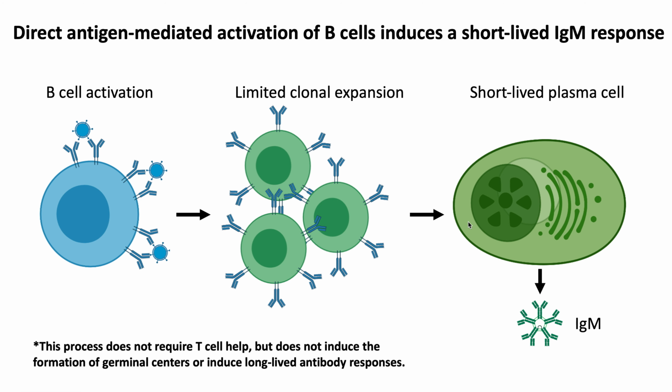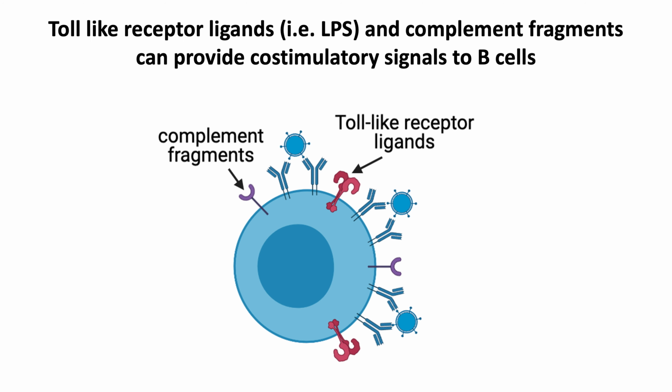This process does not require T-cell help, but it doesn't induce the formation of germinal centers, and it doesn't induce long-lived antibody responses. For that, you need T-cell help. The other point about these responses is that, like T cells, B cells can receive co-stimulatory signals. But for B cells, these co-stimulatory signals are often inflammatory mediators. So, for example, binding of toll-like receptor ligands to bacterial products like lipopolysaccharides, or binding of complement receptors to complement fragments that are induced by complement activation, can serve co-stimulatory roles in enhancing the ability of B cells to make these short-lived antibody responses.